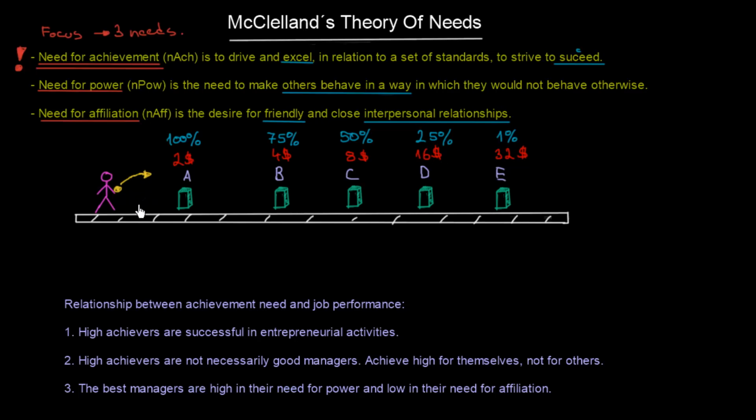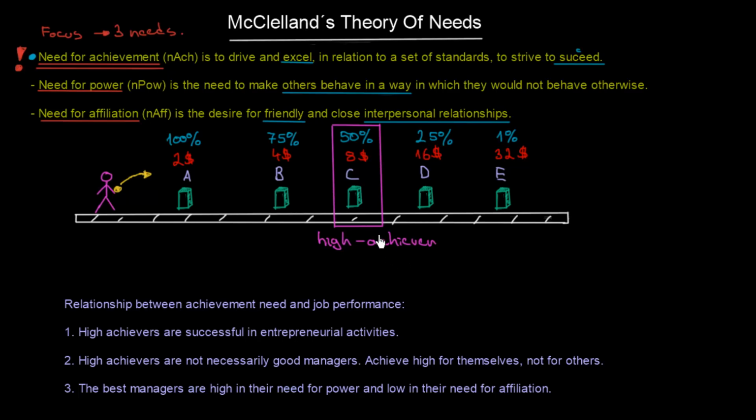Now, if you were given this choice, this exercise, if you were really standing here with the ball and you decide which target you will try to take down, you are being tested for your need for achievement. And now let me guess, if you will aim for target C, which gives a reward of $8 and gives you 50% probability that you will hit that target, you are a high achiever.